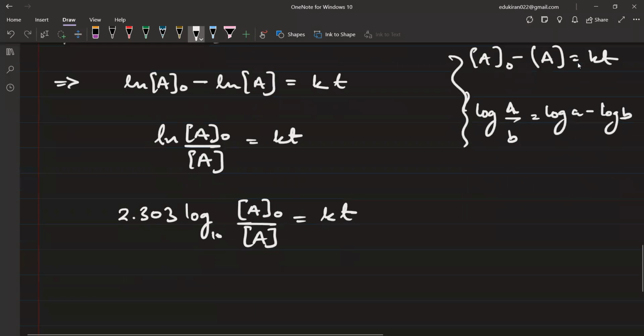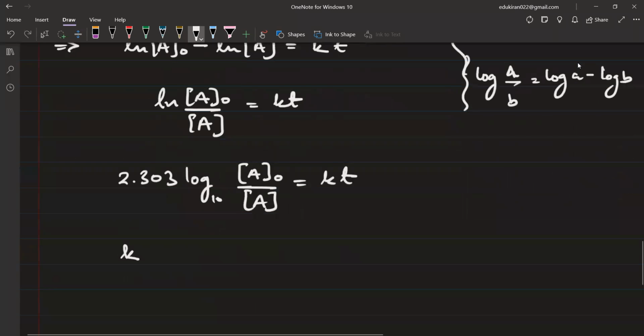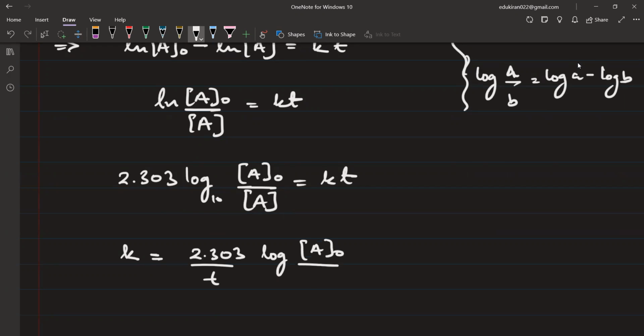Now you can also write the equation like this. Generally, it is written in this form: 2.303 divided by time, log, the base here is 10, of A naught upon A.